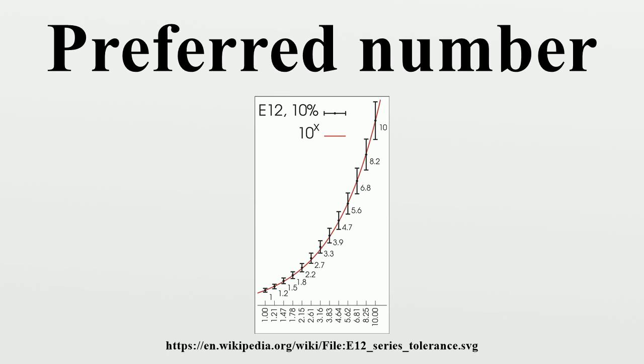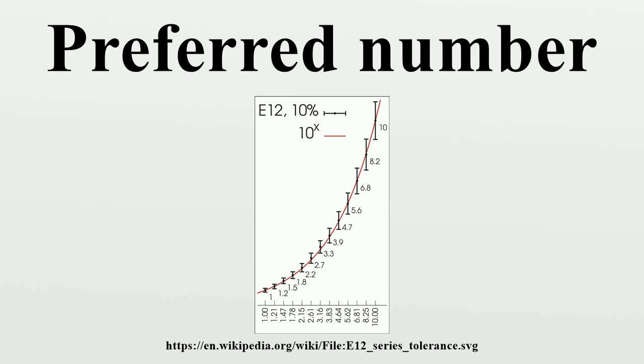E6. 10 15 22 33 47 68. E12. 10 12 15 18 22 27 33 39 47 56 68 82. E24. 10 12 15 18 22 27 33 39 47 56 68 82. 11 13 16 20 24 30 36 43 51 62 75 91.